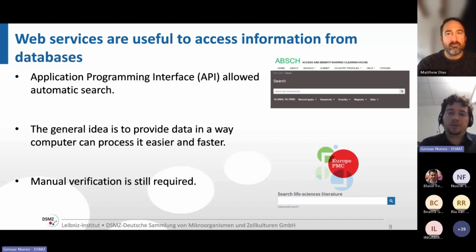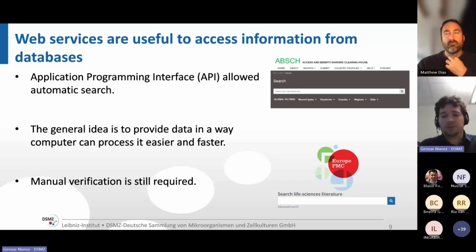This allows automatic search using the computer. The general idea is to provide data in a way that computers can process easier and faster, not doing things manually. Manual verification is still required in our case, when we see this information in a paper, to be sure that the connection between the genetic resource and the publication using the ABS permit is correct, especially at the beginning.